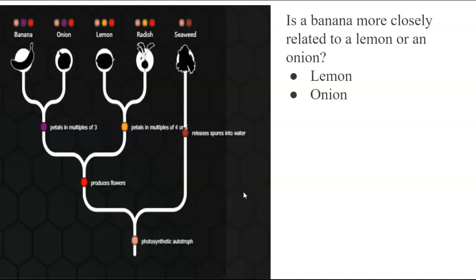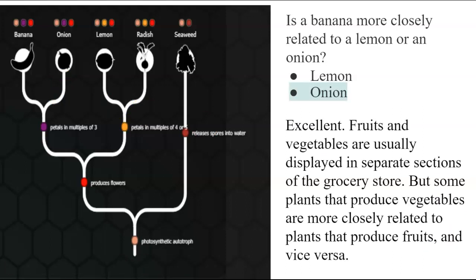Is a banana more closely related to a lemon or an onion? As you can see, the banana and the onion are on the same branch, so the onion is more closely related to the banana. Fruits and vegetables are usually displayed in separate sections of the grocery store, but some plants that produce vegetables are more closely related to plants that produce fruits and vice versa.